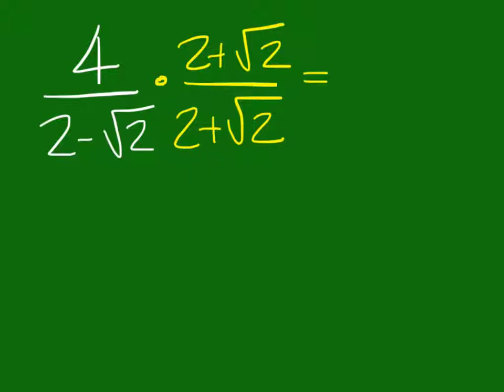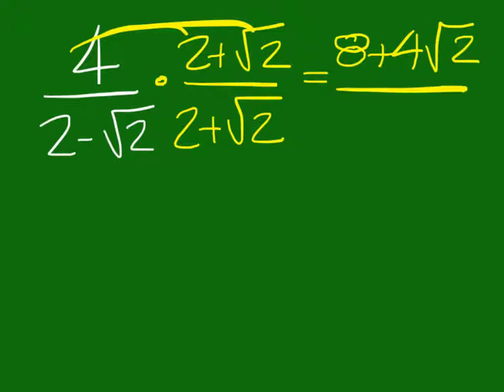So on the top, if I multiply 4 times 2 plus the square root of 2, I have to do 4 times 2, which is 8, and then 4 times the square root of 2, which is just 4 square root of 2. Now on the bottom, you do what we just practiced before the first example. If I square 2, what do I get? 4. And if I square the square root of 2, what do I get? 2. And I subtract them. What's 4 minus 2? 2.